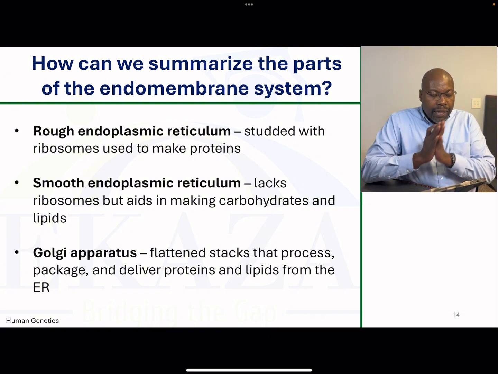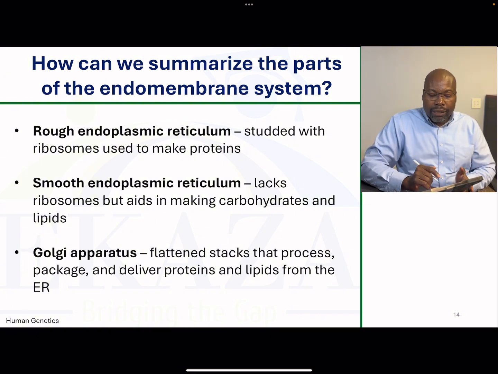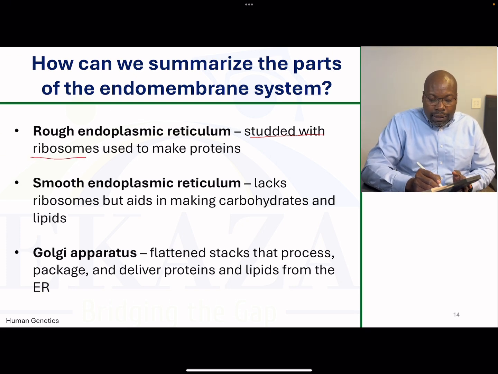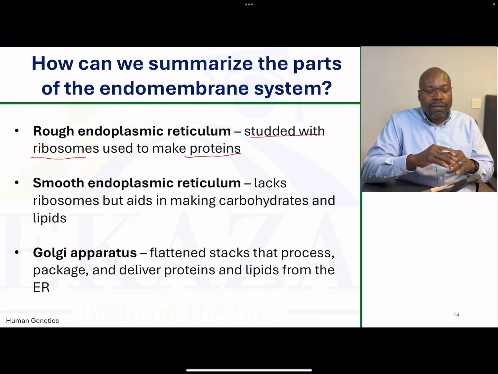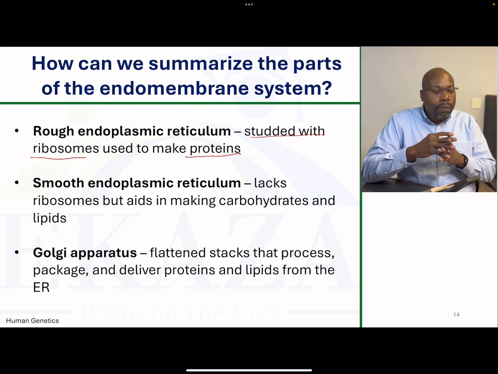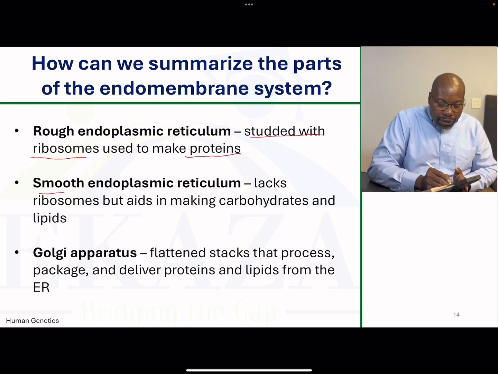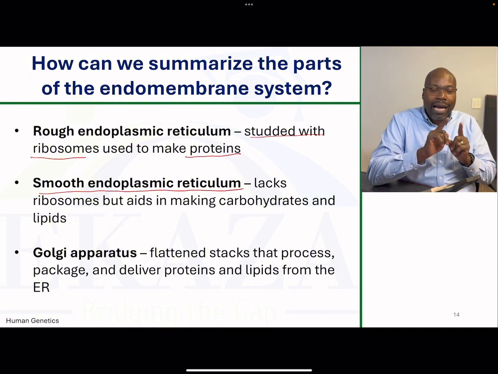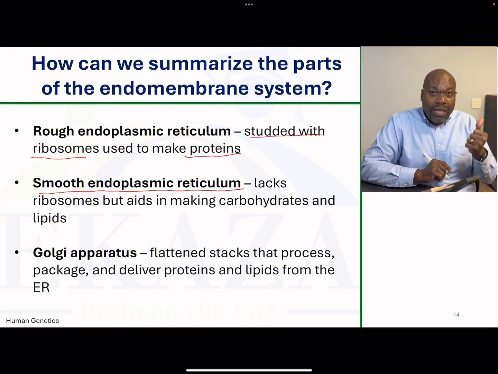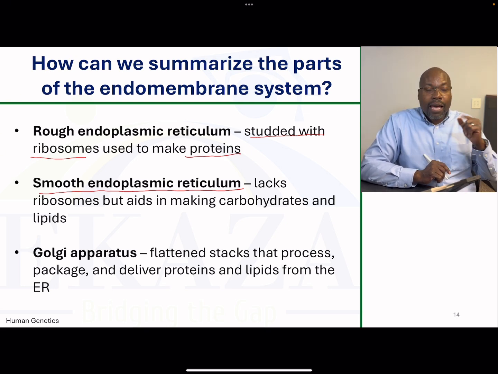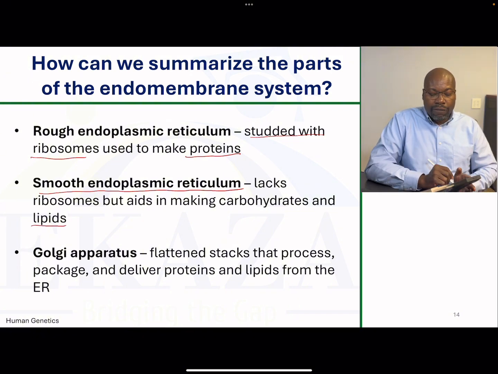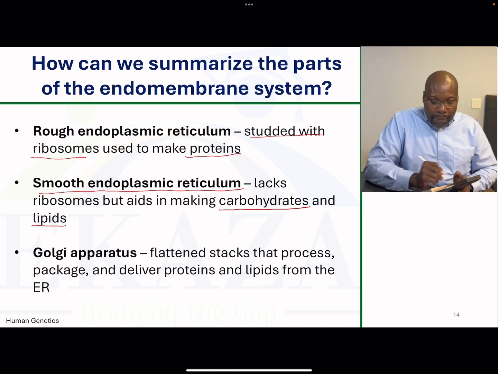Now, the rough endoplasmic reticulum, I already mentioned that it is studded with ribosomes, which allow it to be involved in protein synthesis, and these proteins that are synthesized through the rough endoplasmic reticulum get modified, right? The smooth endoplasmic reticulum, on the other hand, is smooth because it does not have ribosomes attached to the surface. That's one, which means that it's not going to be involved in protein synthesis. However, it is going to be involved in the metabolism of lipids, the synthesis of lipids, and carbohydrate metabolism.